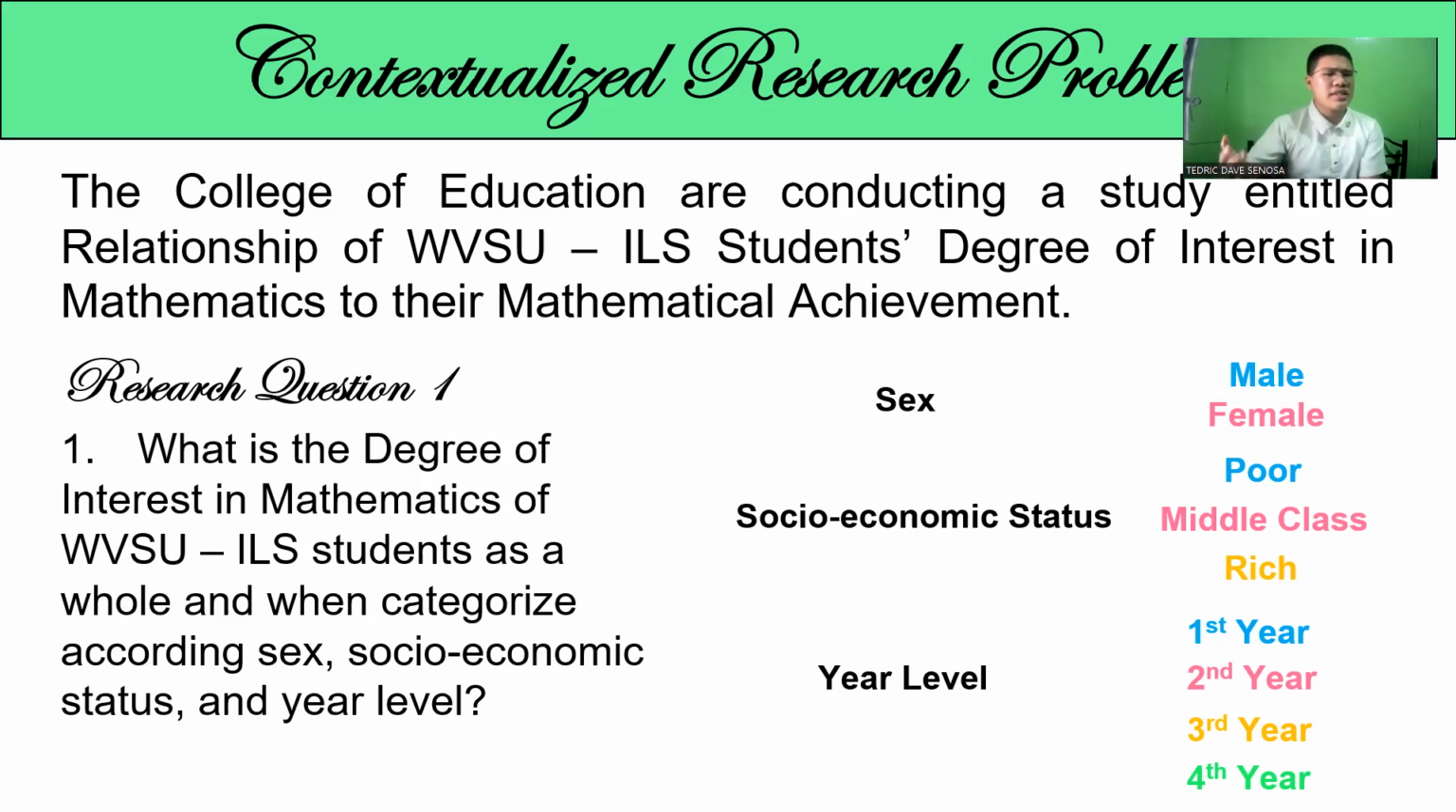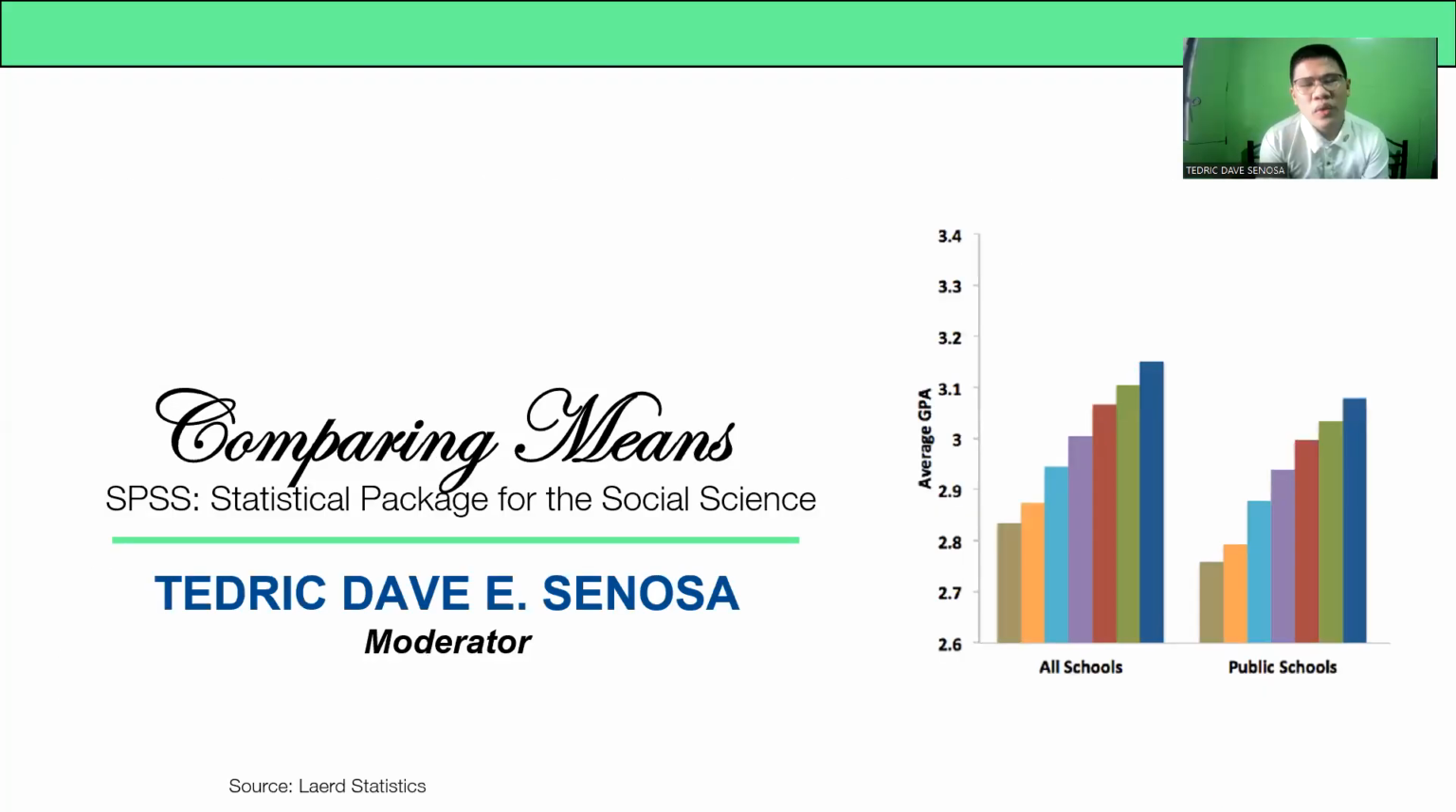The degree of interest in mathematics of WVSU ILS students will be answered in a survey form. There are, I think, 10 questions there, and then you will get the mean. So if you get the mean in terms of degree of interest in mathematics, categorized according to sex, socioeconomic status, and year level, and when taken as a whole, of course, we need to compare the means. Since we need to compare the means, we use SPSS as the statistical tool. We will compare means using SPSS.